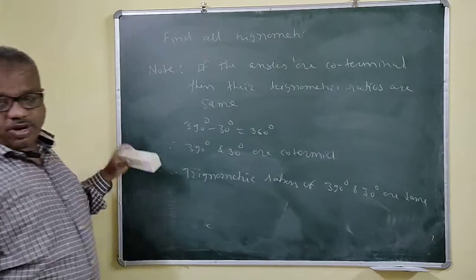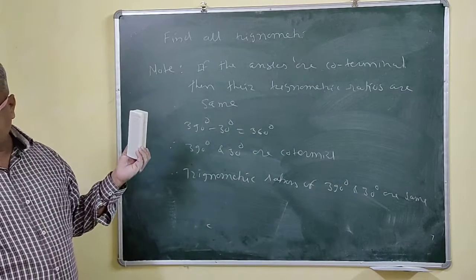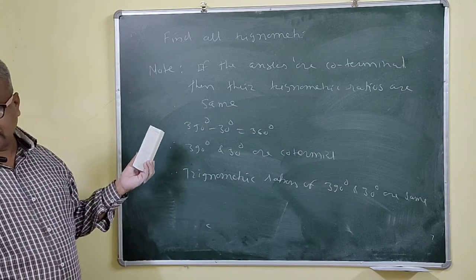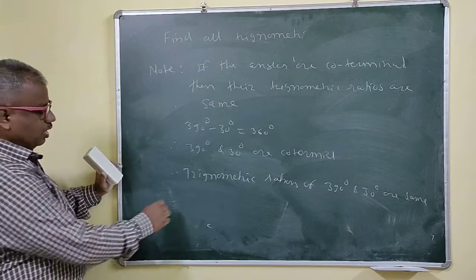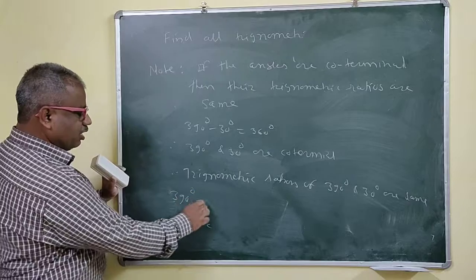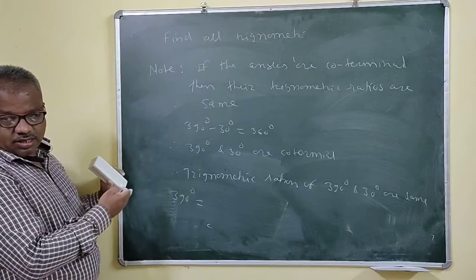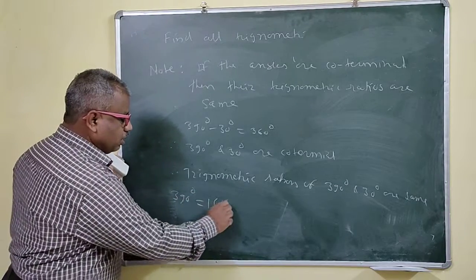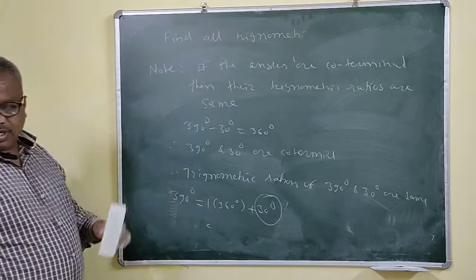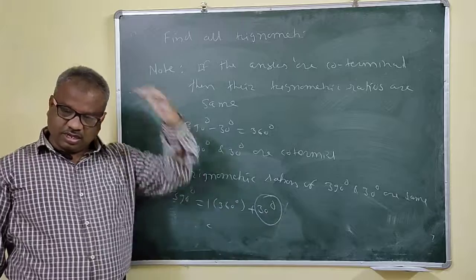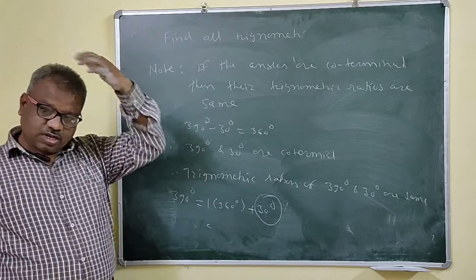That means if your angle is greater than 360 degree, just divide by 360 degree and find the remainder. So 390 degree can be written as 360 degree plus 30 degree. This is the remainder. Just find out the trigonometric ratios of angle 30 degree.